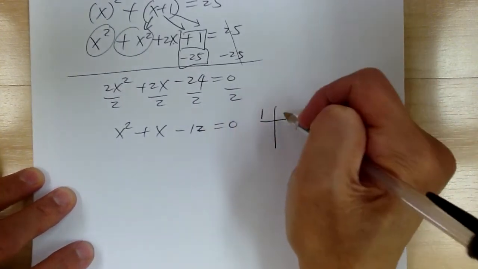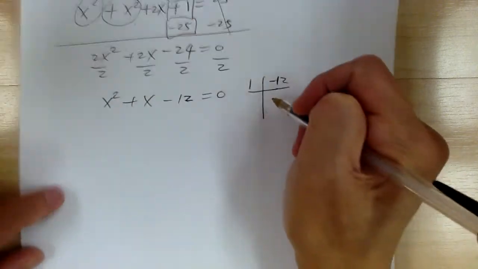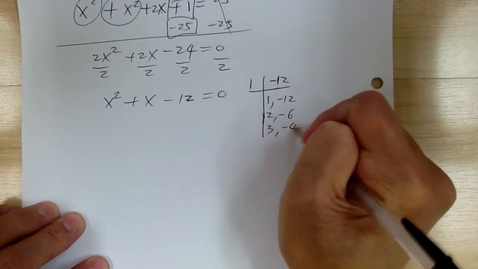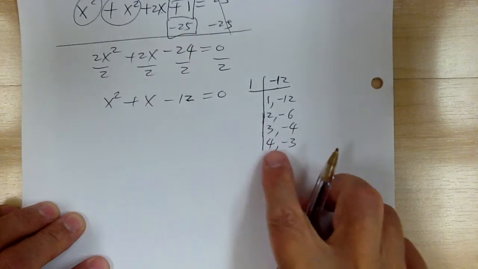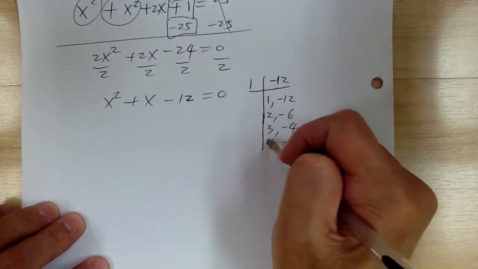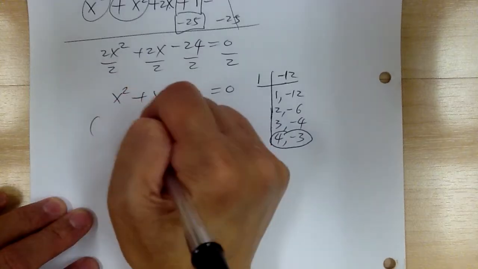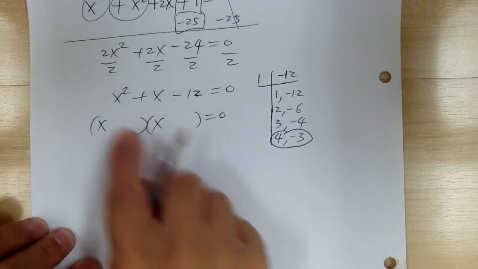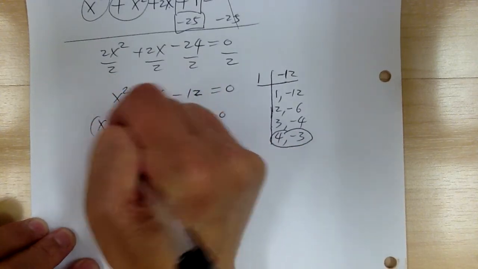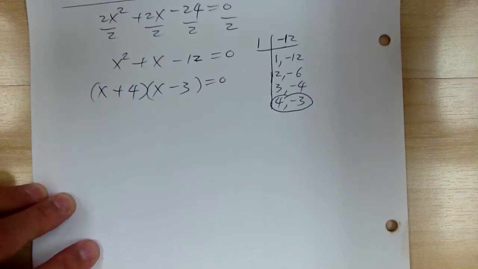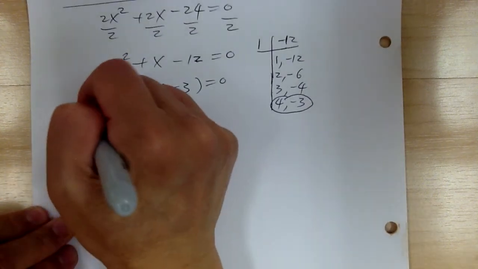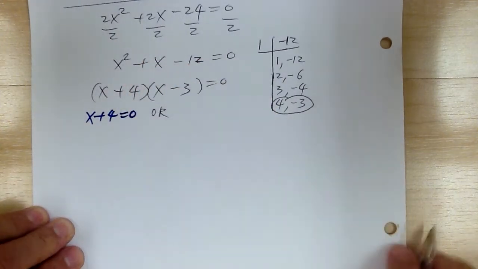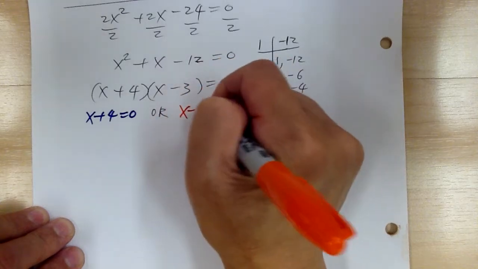And now you can go and do your master product. So you're going to get 1 comma negative 12, 2 comma negative 6, 3 comma negative 4, 4 comma negative 3. So you have to keep track of your negatives. Make sure they all match. So this is the one that you need. Okay. So again, you're going to get x and x. Now, when there's no number in front, it's very easy. Whatever you see is whatever you put down over here. So from here, again, you're going to have x plus 4 equals 0, or x minus 3 equals 0.